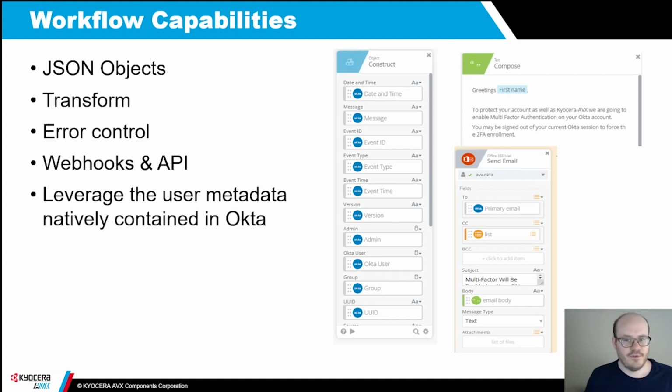JSON objects, so when we look at the cards on the right, that construct card is when we're actually going to be creating our JSON object. This is creating our custom logging that we're going to be sending off to Splunk. Once we have that completed, in this case, we're composing a message, and then we're going to send an email with that message. The compose card is very powerful as well, allowing you to have dynamic text in there with variables. And then, of course, the send email card sends the email to the user. With that, let's look at our helper flow and how to build this workflow.